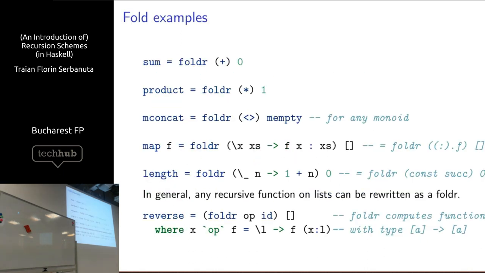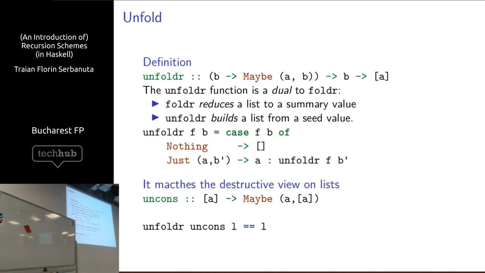Okay, so we're okay with folds. Examples, I guess you can probably think of your own folding examples. Now, kind of dual to fold, we have the idea of unfold, which, if we think that fold reduces a list to a value, unfold basically takes a seed value and builds a list out of it.